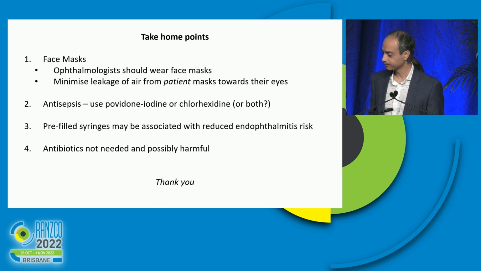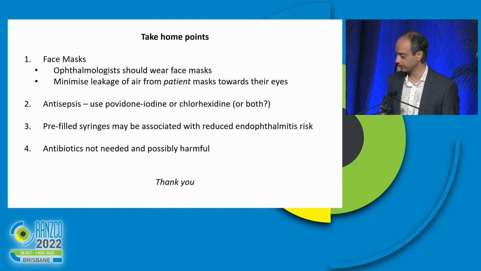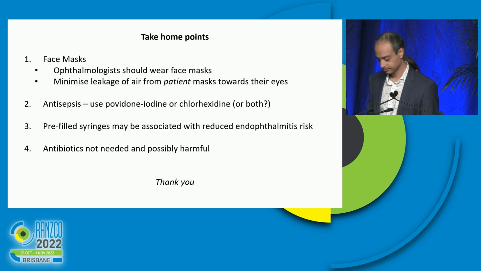So to summarise, we should, of course, continue wearing masks when giving injections. We need to think about that concept of the patient mask and the leakage of air up towards their eyes. We should use antisepsis. I can't tell you what concentration to use or which agent, and perhaps we should consider both. The data regarding pre-fill syringes is a little bit tricky to interpret. It certainly could be confounded by the wearing or not wearing of surgical face masks. And I don't think anybody's using antibiotics anymore. Thank you.